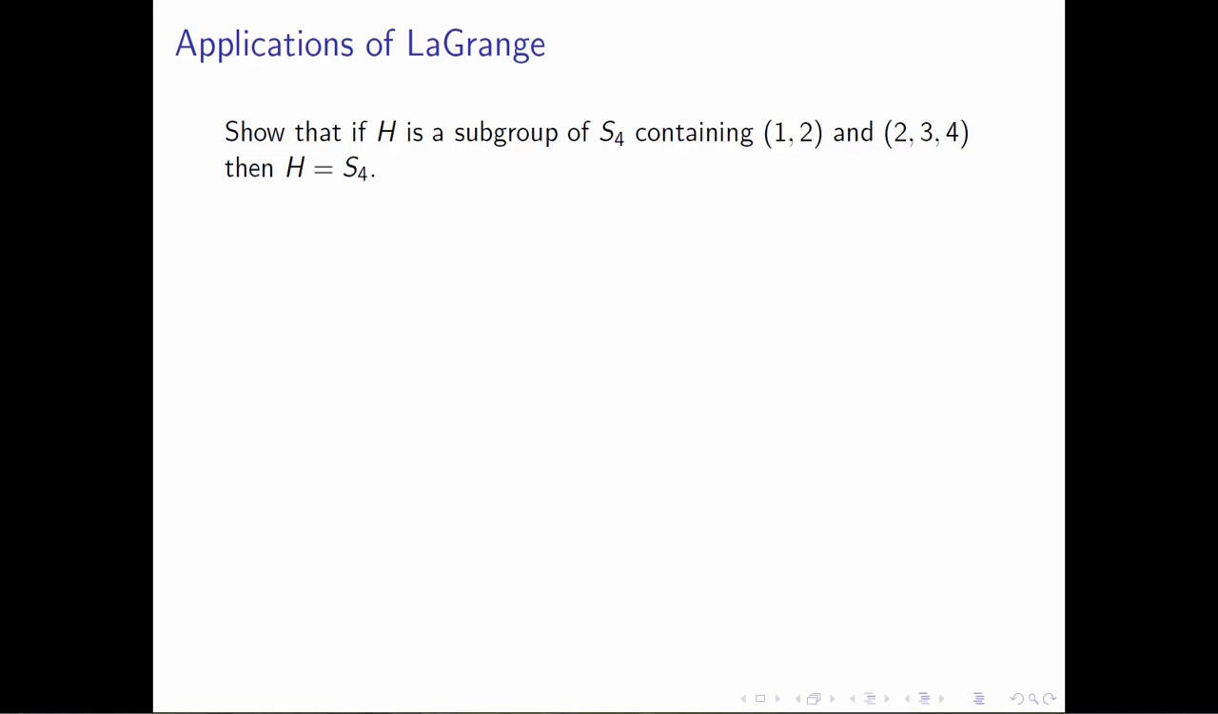Now I'd like to conclude this set of slides by doing one last example, applying Lagrange's theorem and actually applying what we've just learned. So let's show that if H is a subgroup of S4, and H happens to contain the permutations (1 2) and (2 3 4), then it must be the case that H is equal to S4.